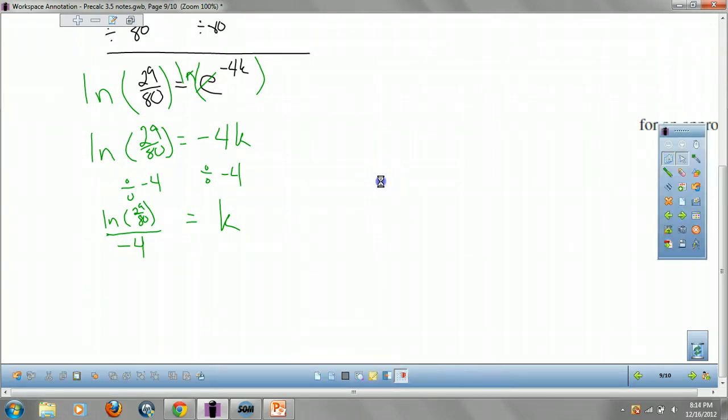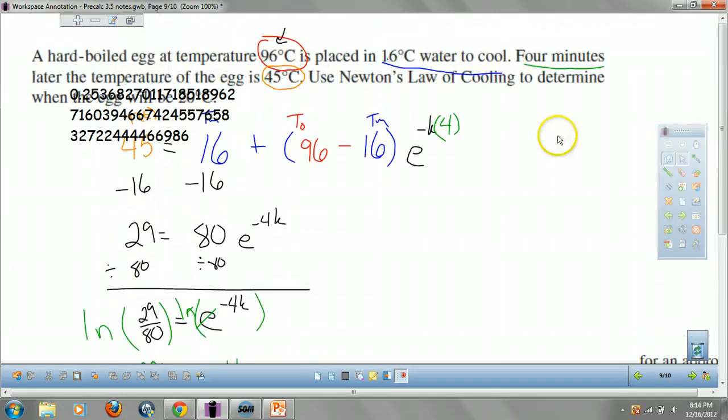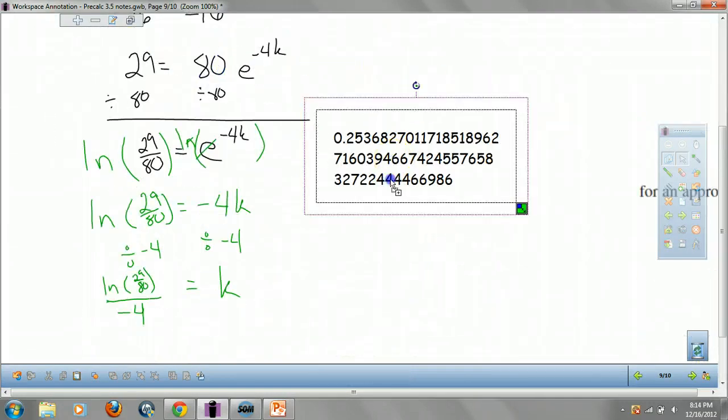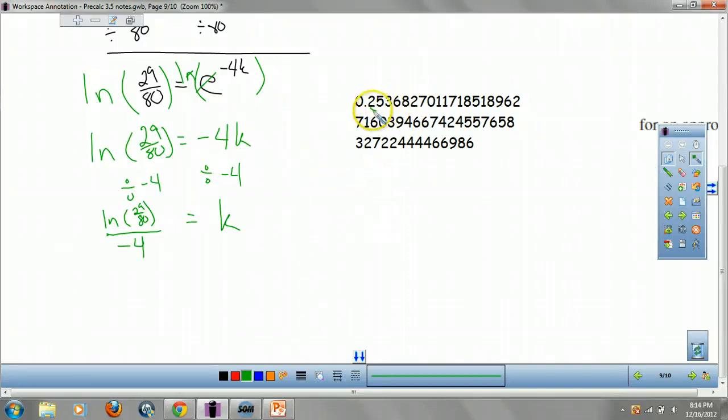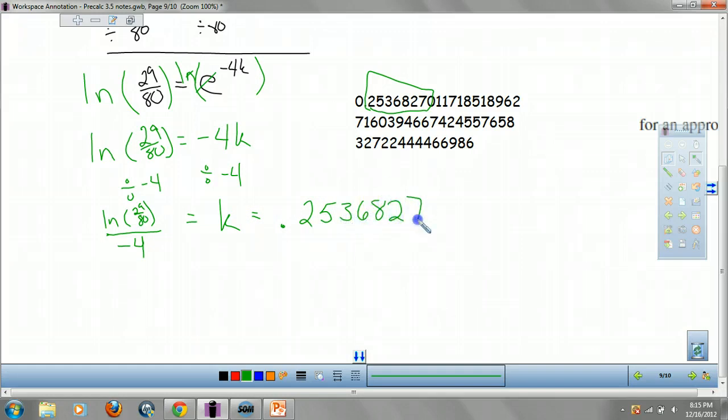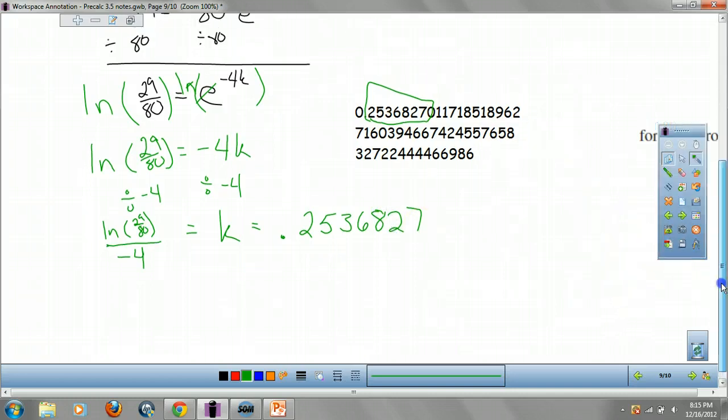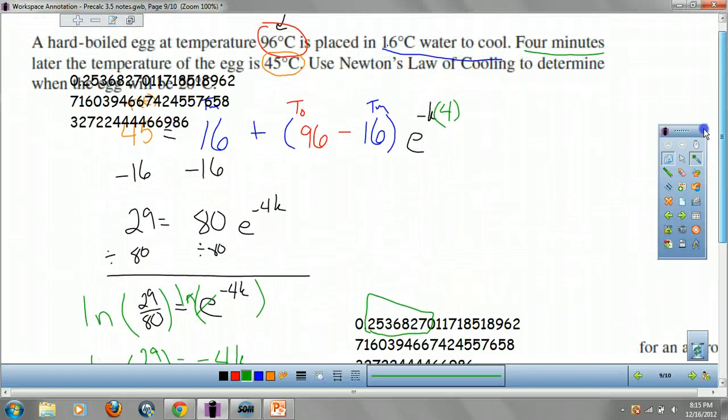I used some good old-fashioned Wolfram Alpha, guys, and this is what I got for my decimal. Now, this is very important. You're going to say, okay, 0.25. No. When you're using natural logs, guys, you have to use at least 6, I want to use 7 digits. So my k is equal to 0.2536827. You may think I'm a little crazy for doing that, but it is very important. So are we done?